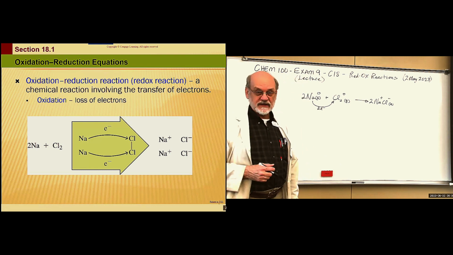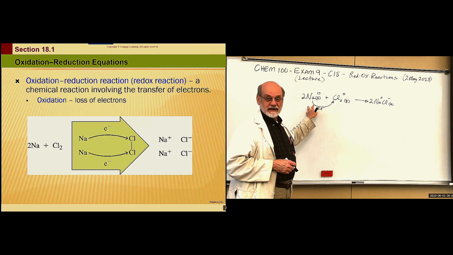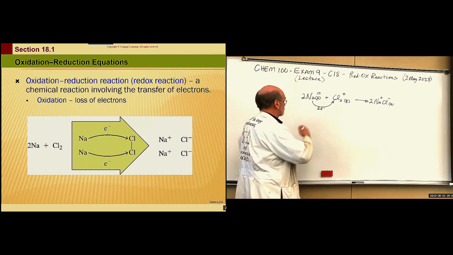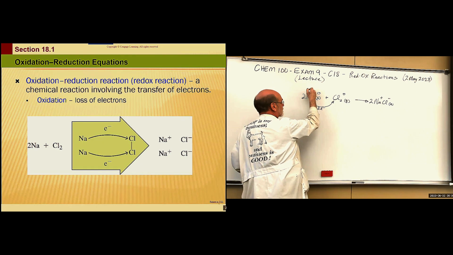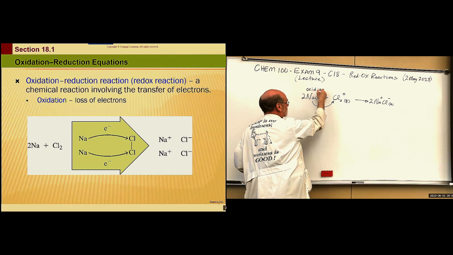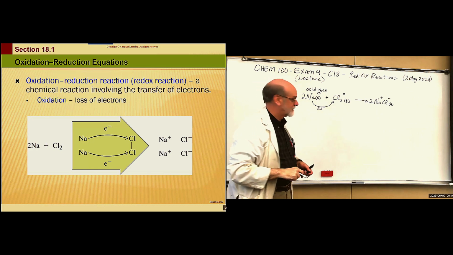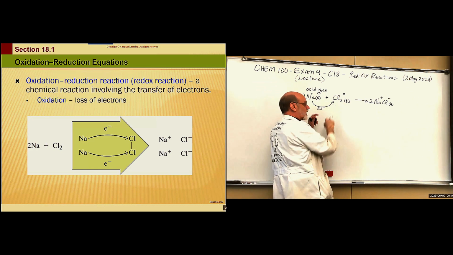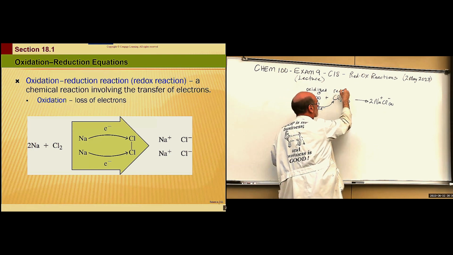We give names to these. Whenever one loses an electron, we call it oxidation. So sodium had to lose electrons. That means it was oxidized. And chlorine gained electrons. It was reduced.